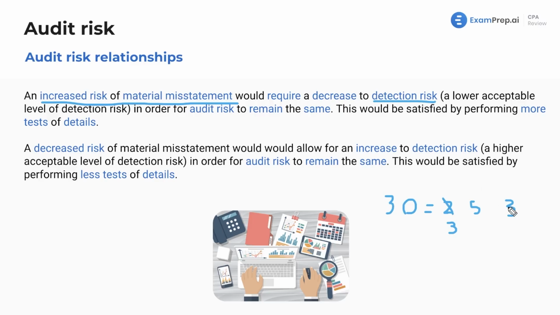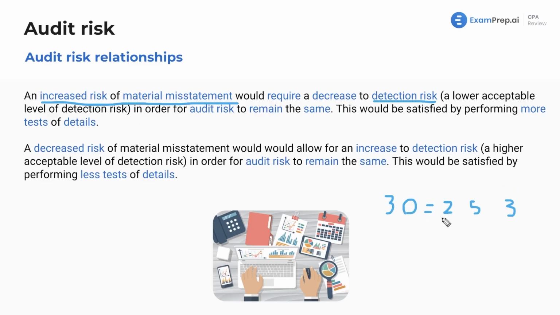What can we do here? Well, we can test more, which reduces our detection risk now to maybe 2, balancing us out again, saying 3 times 5 is going to get us 15 times 2, which is 30. Do we see what we did there? If we discover later on that for whatever reason the risk of material misstatement is higher than originally thought, we need to lower detection risk because this is the one we have actual control over, bringing us back to our original audit risk of 30. Satisfied by performing more tests of detail.